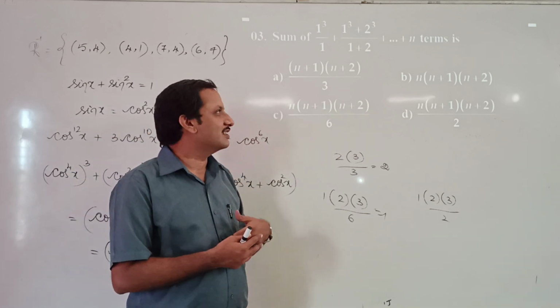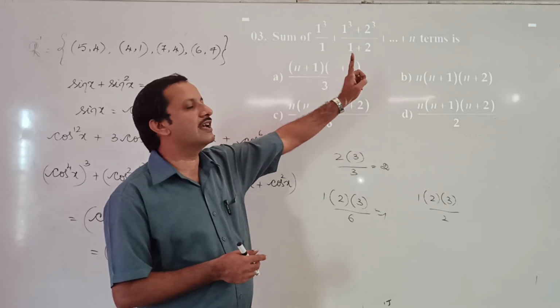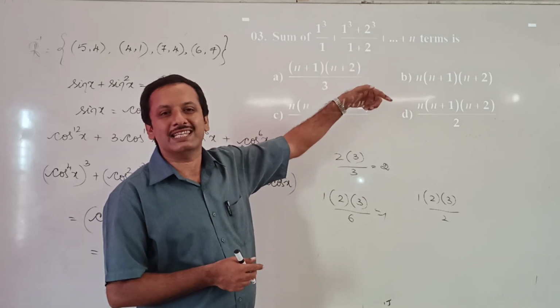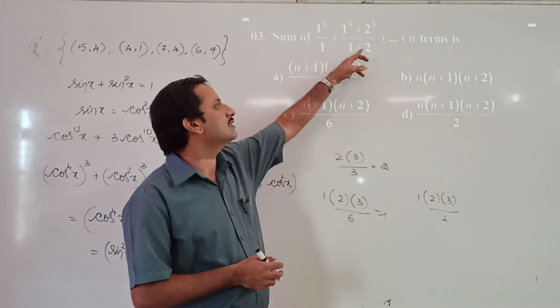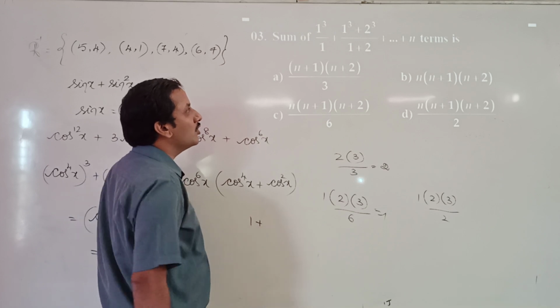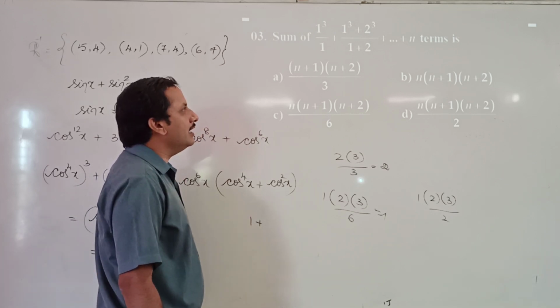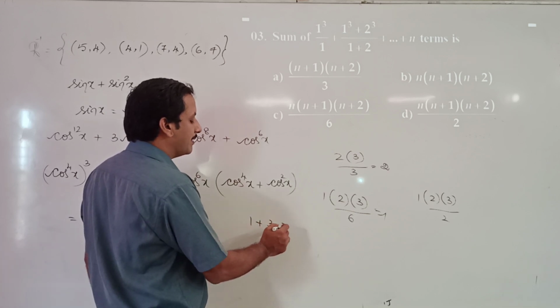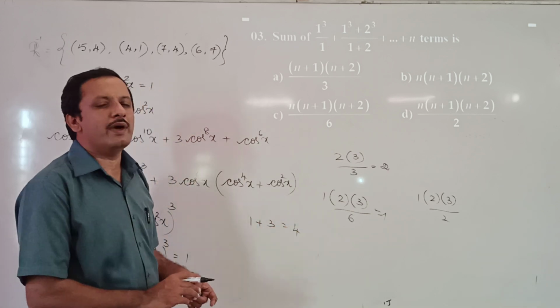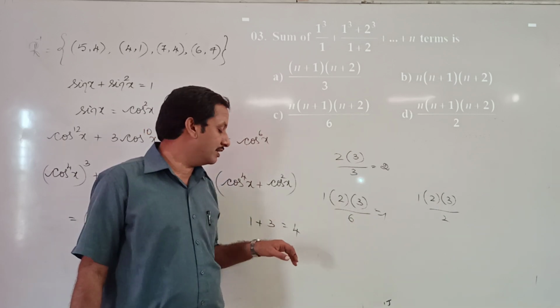That is one way of doing it. The actual way is, put n equal to 2. Here we are finding the sum to n terms, not the nth term. So sum to n terms means take the sum of these two. First term is 1, second term is (1 cube plus 2 cube), that is 1 plus 8, 9, divided by 3 is 3. 1 plus 3 is equal to 4. So when I put n equal to 2, the correct answer should give us 4.